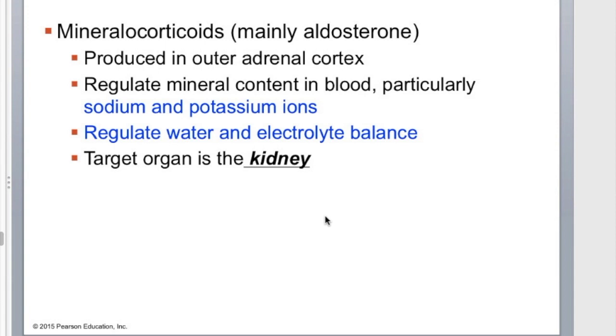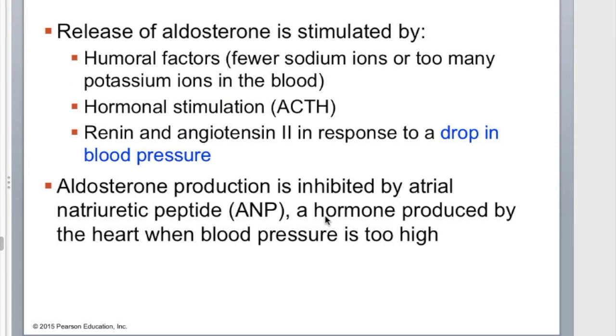Aldosterone is the main mineralocorticoid that we're going to talk about. It is in the outer adrenal cortex. It regulates the sodium and potassium ions in your blood. It is your electrolyte balance, which means it almost specifically targets the kidney. Nothing else. You then have your aldosterone that is stimulated by a reduction in the sodium ions or an increase in the potassium ions. It's what achieves that balance.